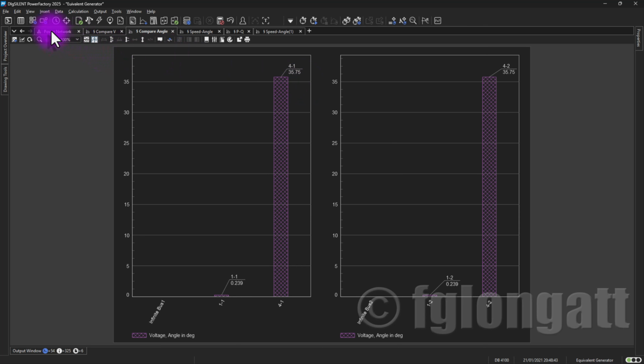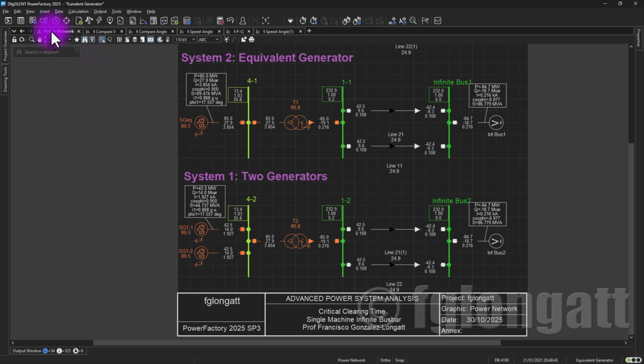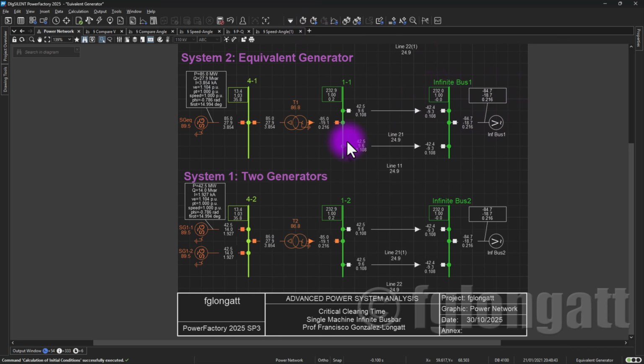35.75. So now what I would like to show you is that those systems are equivalent for dynamic processes. So let's do the following. The plan over here is I will run initial conditions, and then at t equals 0, I will apply a short circuit, a three-phase short circuit in bus bar number 1, that is the high voltage side of the transformer, and that short circuit will be cleared in 120 milliseconds.